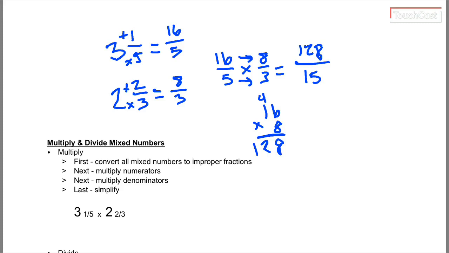Okay, and since we have an improper fraction, we have to convert that back into a mixed number. So that becomes a division problem. We're dividing by 15, 128 divided by 15, okay? So 15 goes into 128. Let's work through all the steps.